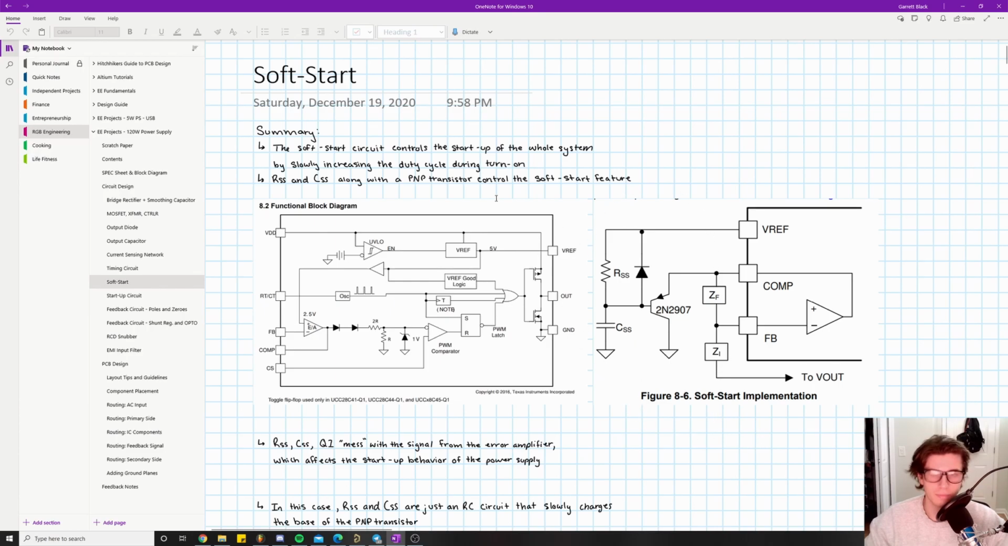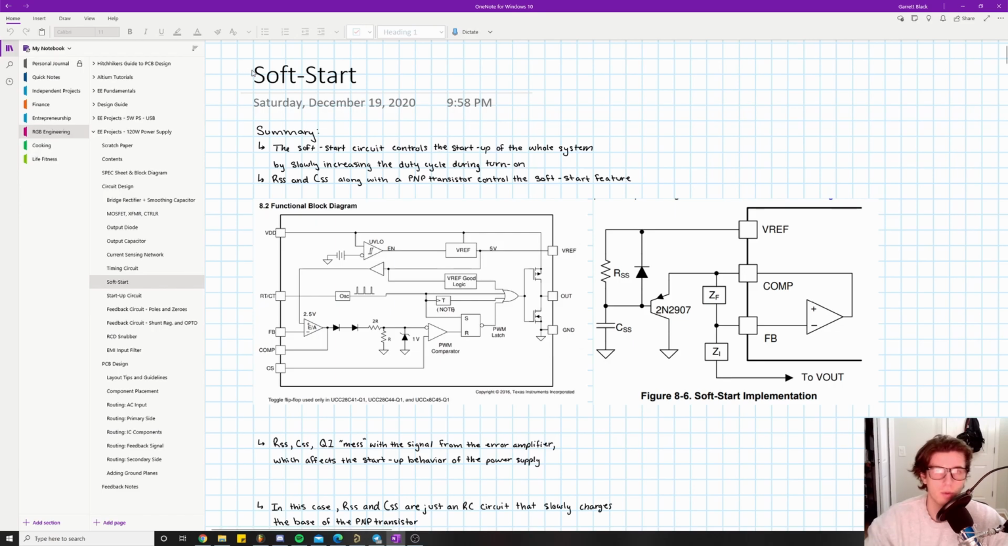Okay. So what it actually does, if you just read the summary, and this is included in the data sheet: the soft start circuit controls the startup of the whole system by slowly increasing the duty cycle during turn on. Kind of what this looks like is, if you had this power supply in a brick and you were probing the output of the brick, this is the behavior you would see, the slow turn on of the duty cycle.